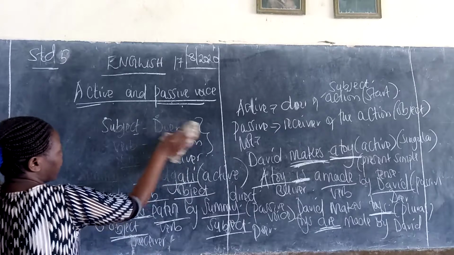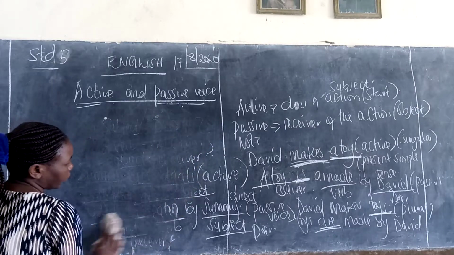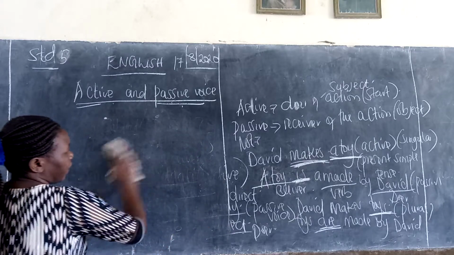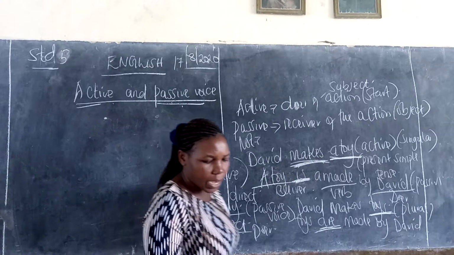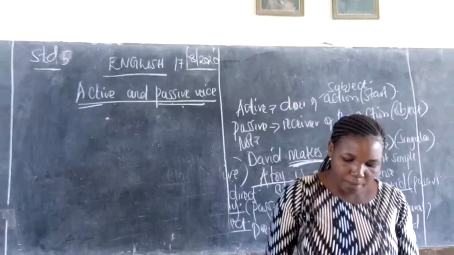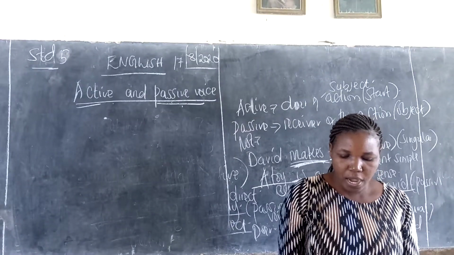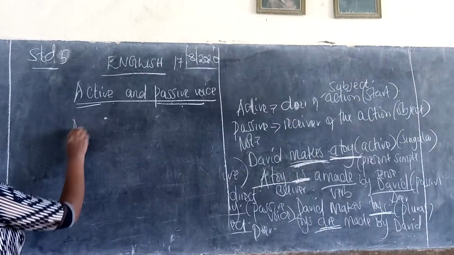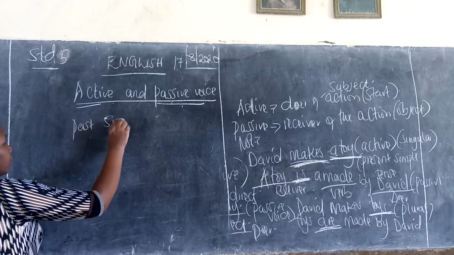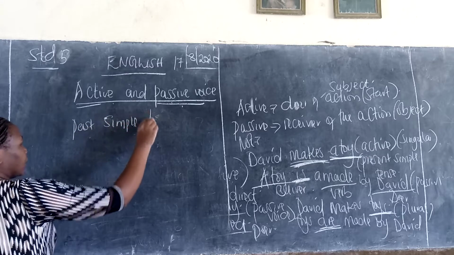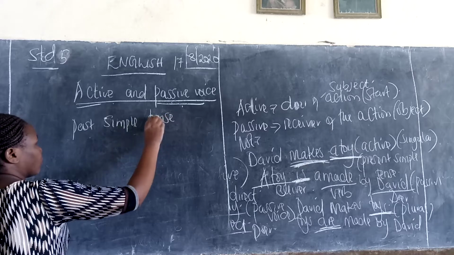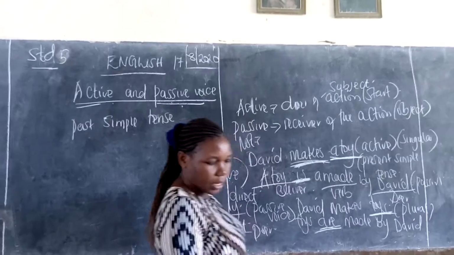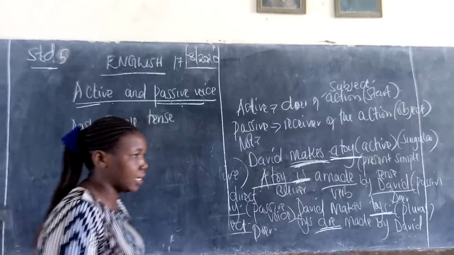Let's look at this sentence when you are talking about past tense. Let's look at active and passive in past simple tense. Example in a sentence, we will say, Sammy ate ugali.